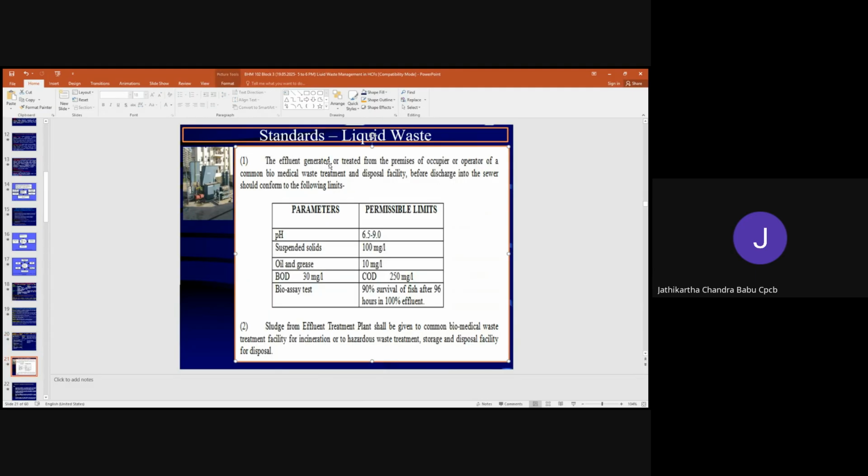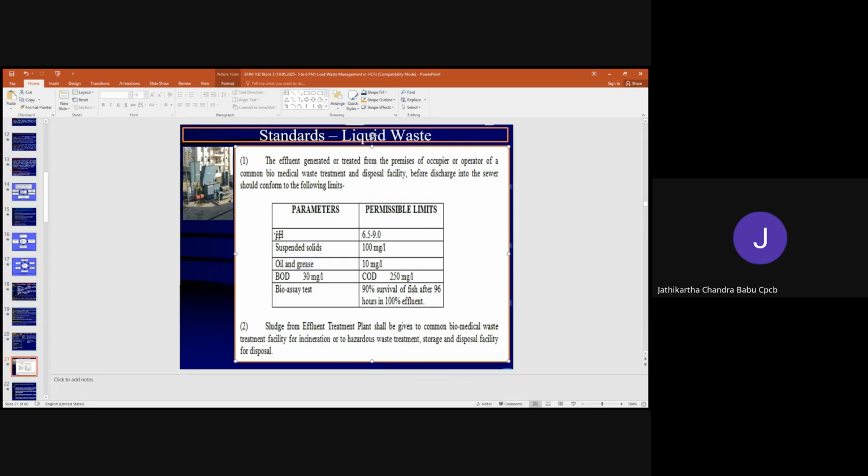Please kindly remember these limits: pH should be 6.5 to 9. All liquid waste generated from the hospital has to comply with the requirements. You cannot discharge this waste otherwise. Suspended solids should be less than 100 milligram per liter. Oil and grease should be less than 10 milligram per liter. BOD should be less than 30. And COD should be less than 250.